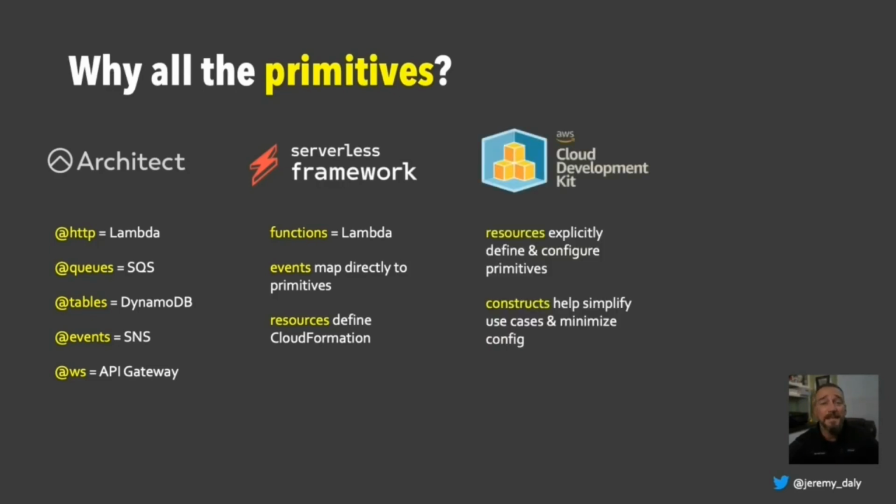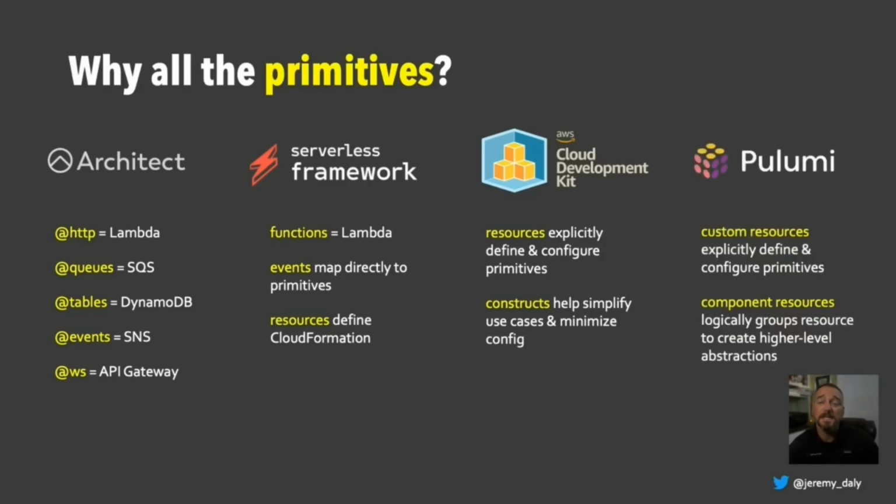But even things like the Cloud Development Kit, AWS CDK, you have to explicitly configure all those resources and then configure how the primitives work. Now, a lot of the code is gone for you. It abstracts a lot of that away, but you still have to be able to configure those primitives, and then they have some constructs that you can use to group some use cases and minimize the configuration, but you are still provisioning specific primitives behind the scenes.